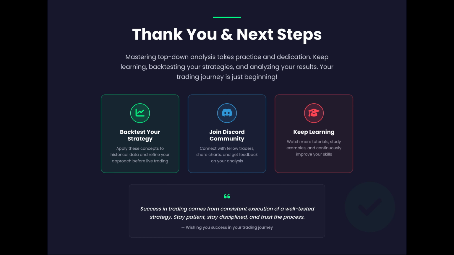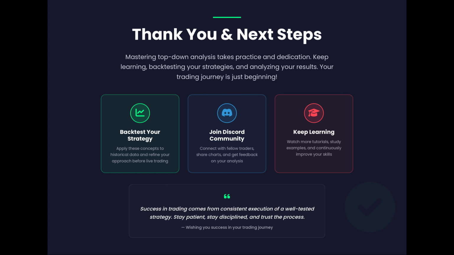So, what are your next steps? Well, first and foremost, practice. Take what you've learned here and apply it to your charts. Start with historical analysis. Go back through months of price data on your chosen instrument and time frames. Identify market structure. Mark out points of interest. Find where your entry signals would have occurred. This backtesting phase is absolutely crucial.